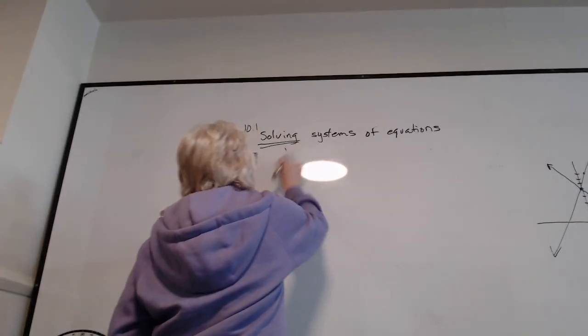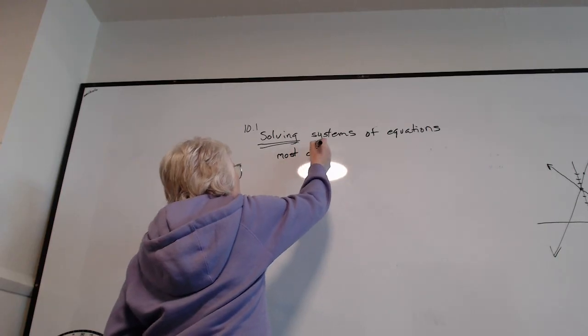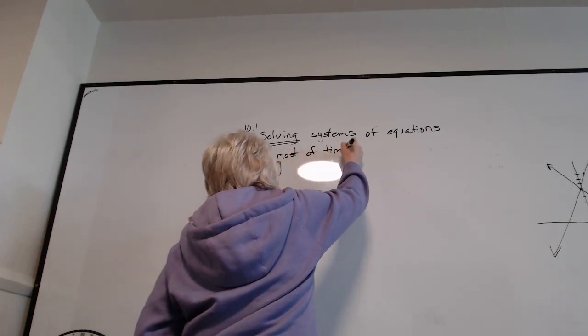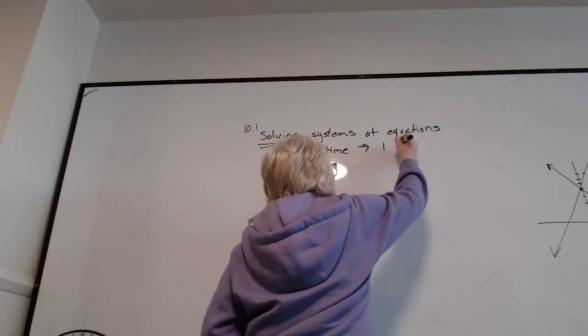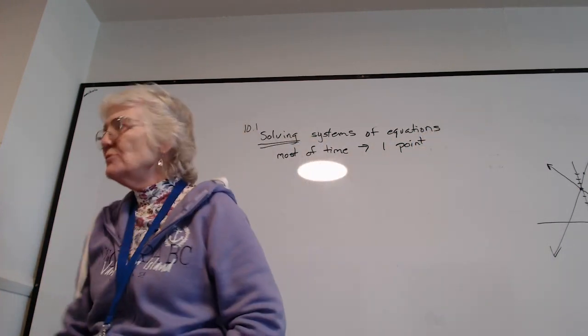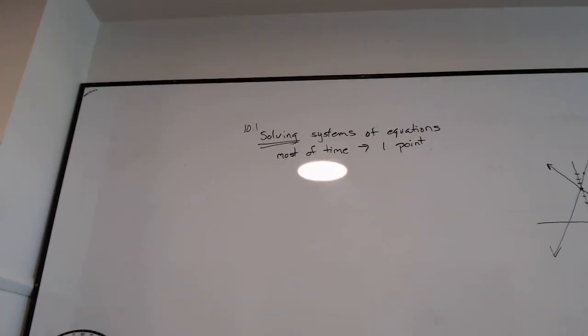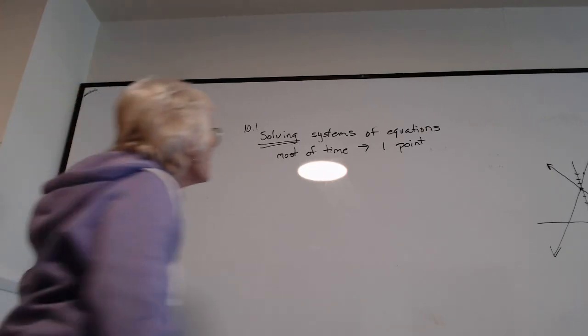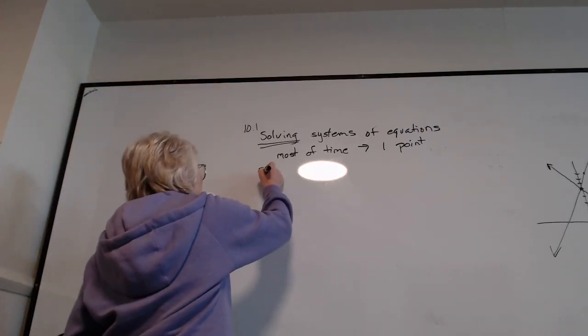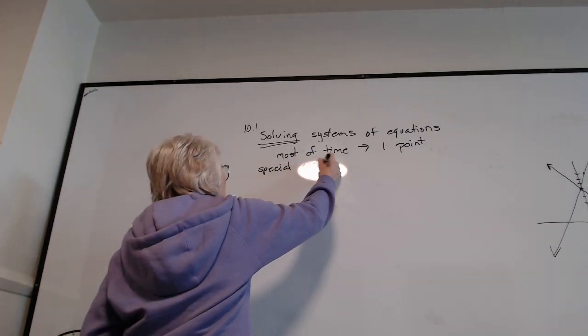So, solving systems of equations, most of the time we get one point. That's all we get is one point. I would say that's about 95 to 100%, or 99% of the time. But there are special cases, and we'll just give you a couple here.